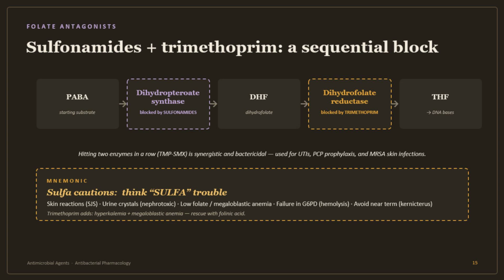Mnemonic for the sulfa cautions, think sulfa trouble. Skin reactions like Stevens-Johnson, urine crystals that are nephrotoxic, low folate causing megaloblastic anemia, failure in G6PD deficiency causing hemolysis, and avoid near term because of kernicterus. Trimethoprim adds its own twist, hyperkalemia and megaloblastic anemia, which you can rescue with folinic acid. Two drugs, one pathway, total knockout.